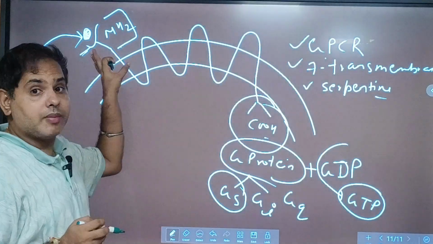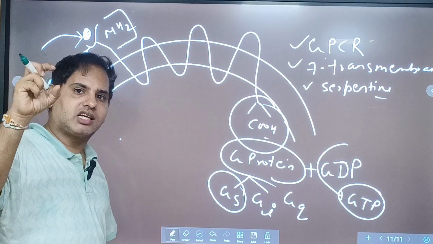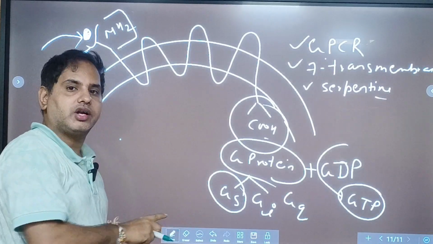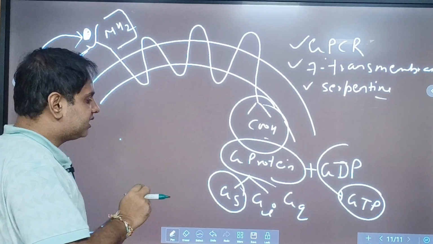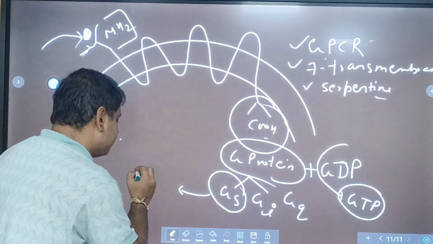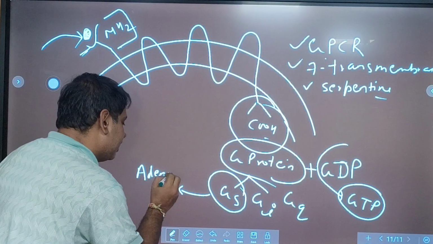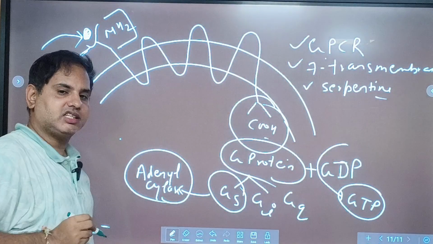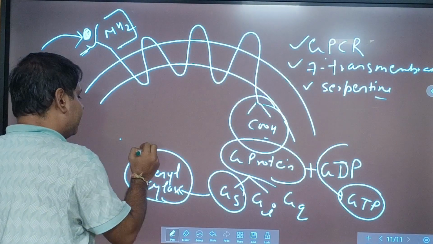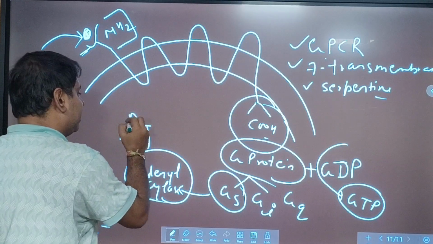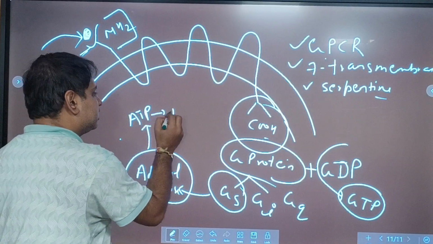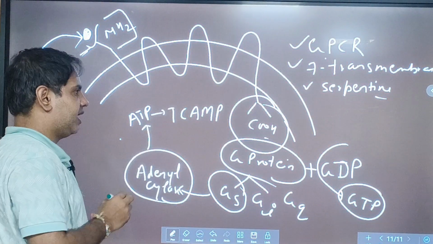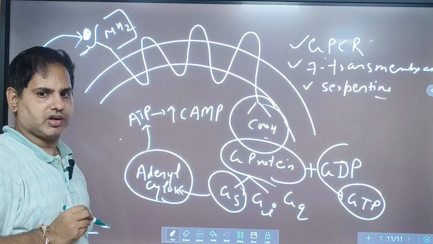When your sympathomimetic drug acts on the extracellular domain of the receptors, it activates the G protein, and particularly it activates the GS form. GS is going to activate one enzyme, that enzyme is adenyl cyclase. Adenyl cyclase is an enzyme which breaks down ATP. This enzyme breaks down ATP into cAMP, cyclic adenosine monophosphate. This is the increase in cAMP level.